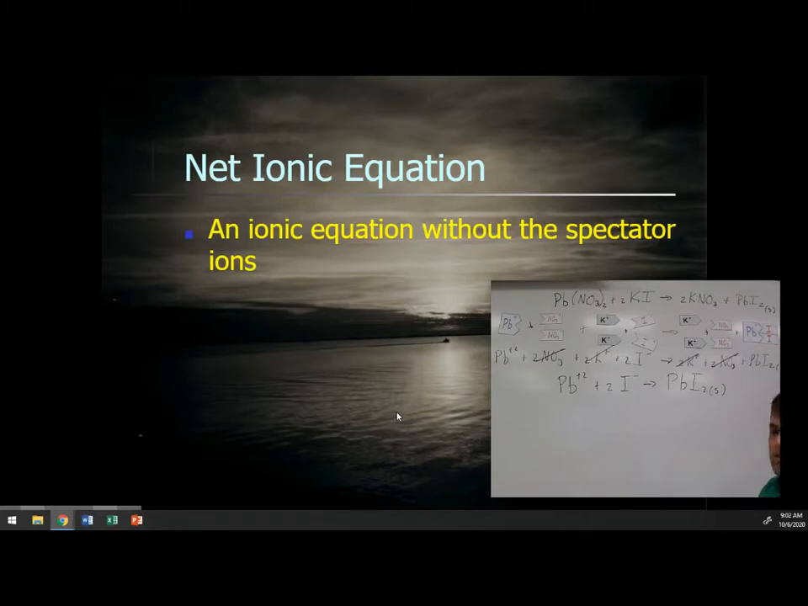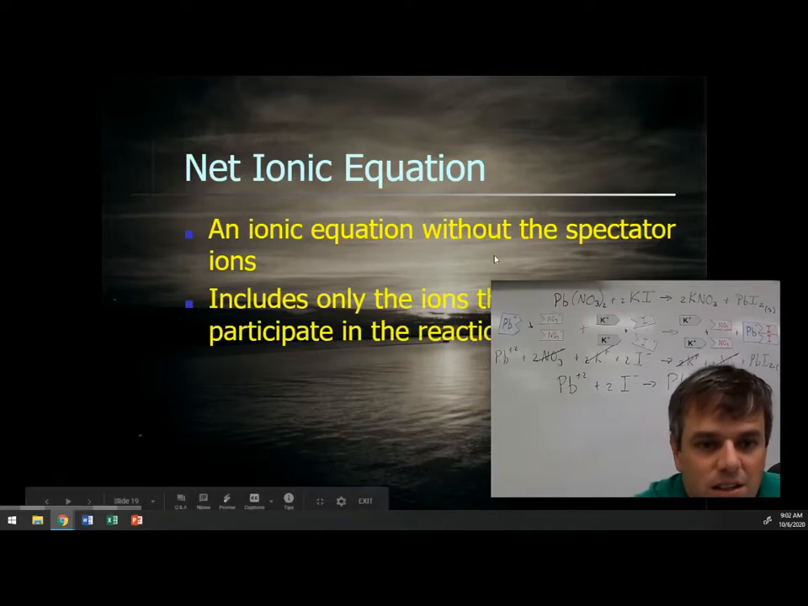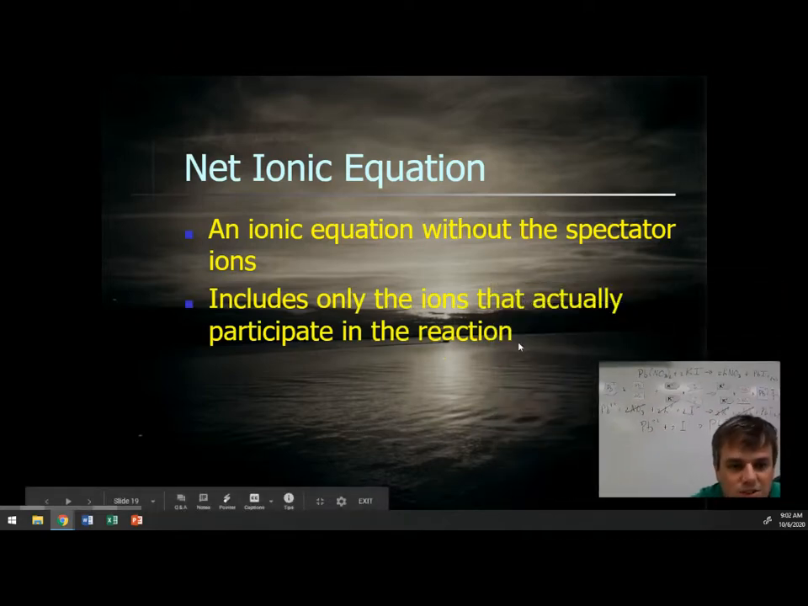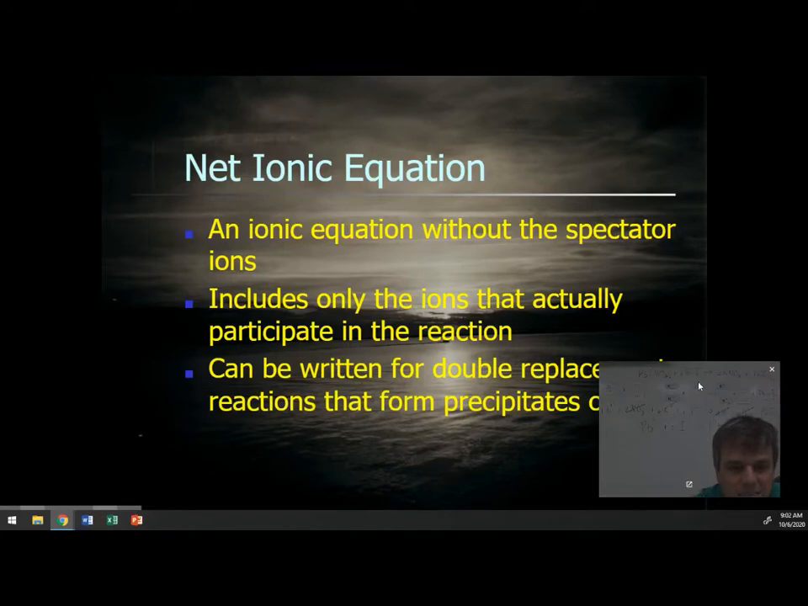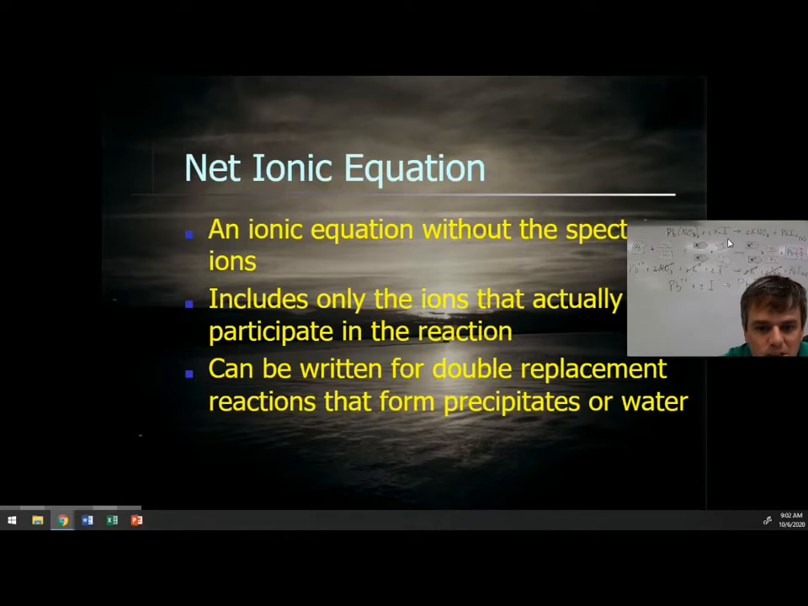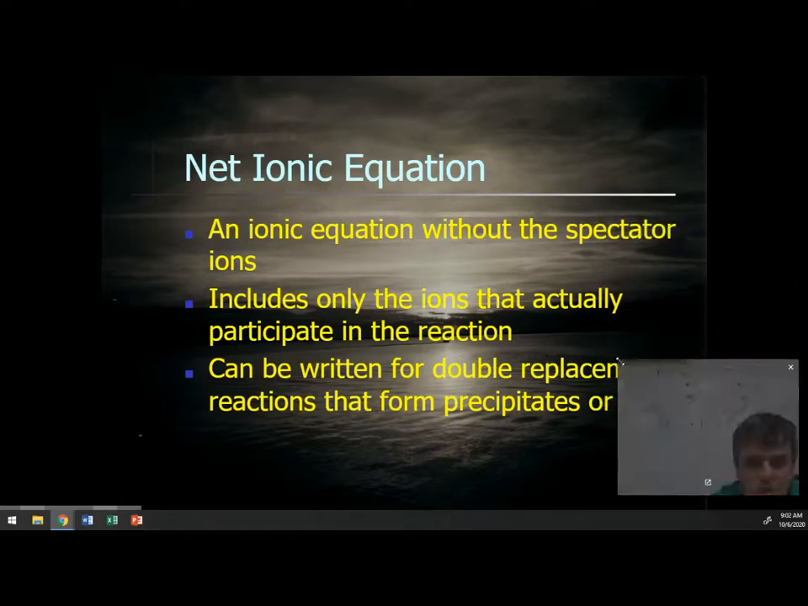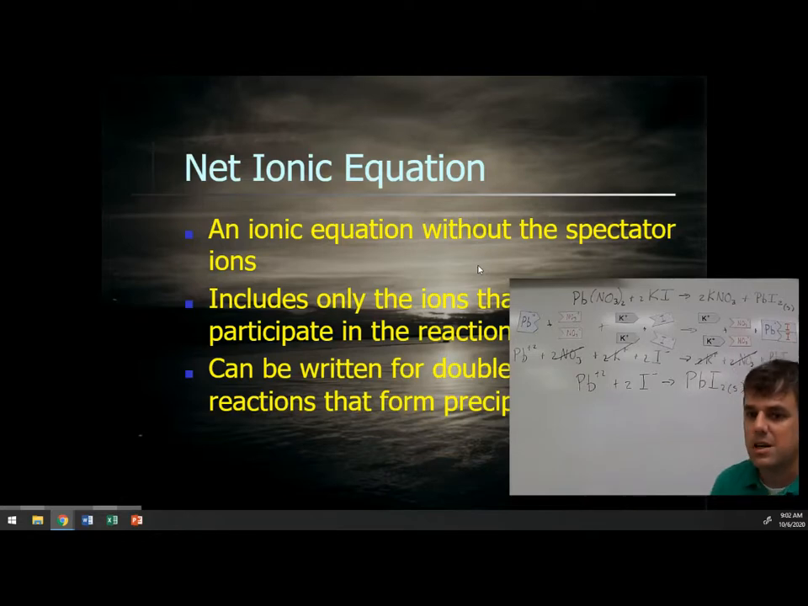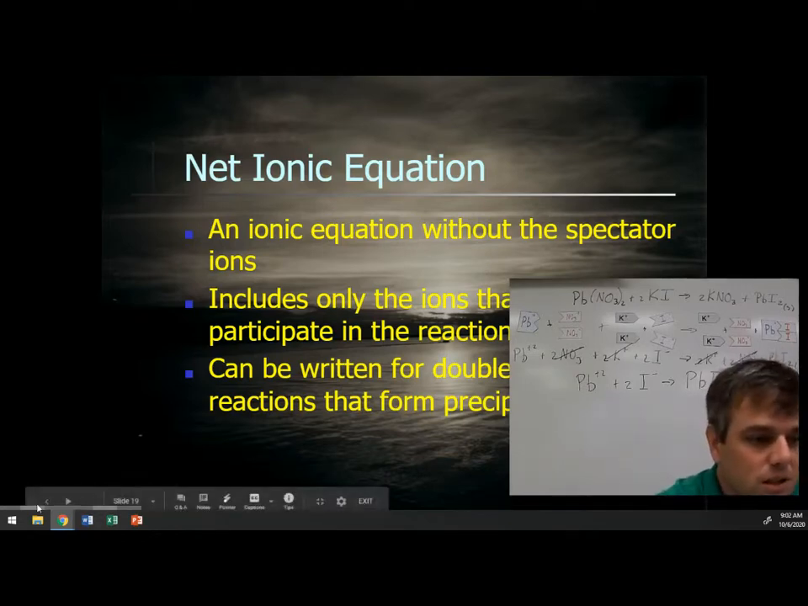Now, essentially, for any double replacement reaction, all you do is on the product side, you have your precipitate, and on the reactant side, it's broken apart into its individual ions, right? So net ionic equations include only the ions that actually participate in the reaction, and we can write these for double replacement reactions that form precipitates or that form water. So I can show you a couple more examples of net ionic equations real quick.